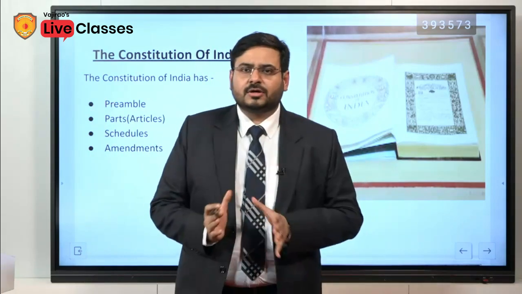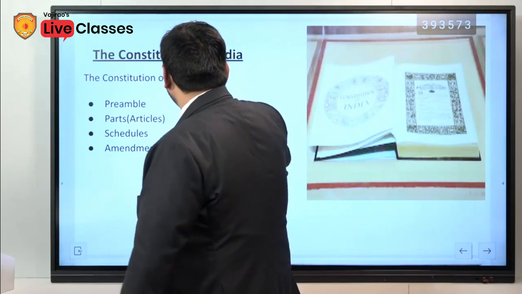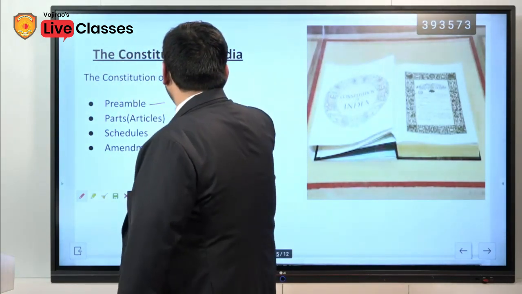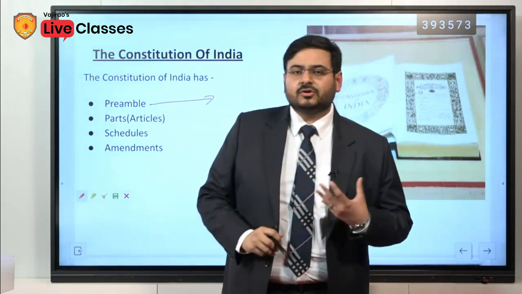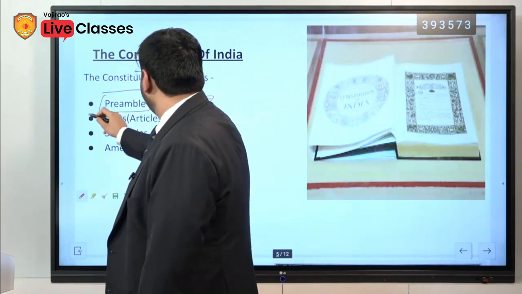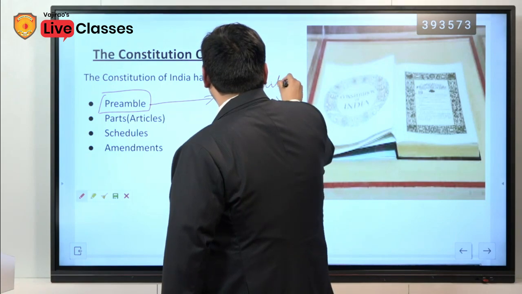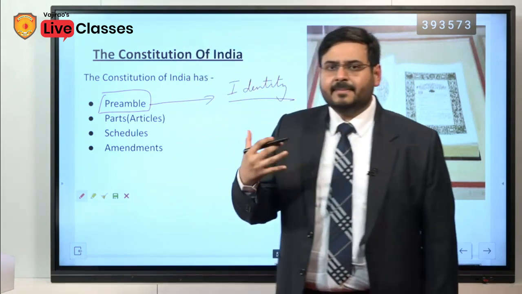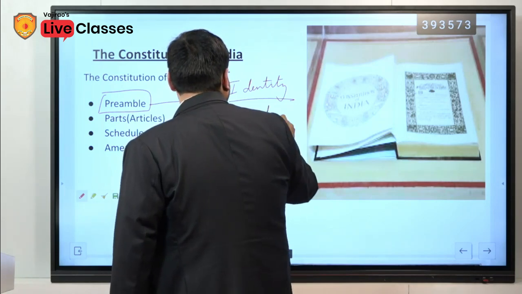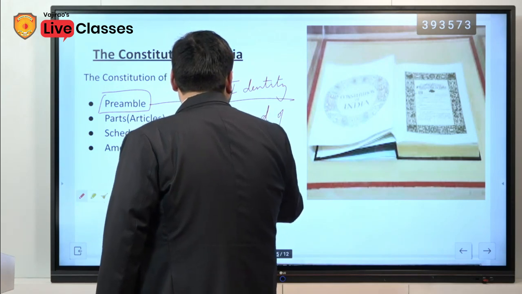Now, have you ever read a book? When you start reading a book, there is the first page, which is giving you a type of introduction to that book. Preamble is the same thing. Preamble is like the identity card of the constitution. Preamble is like the portion that represents the mind of the makers of the constitution.